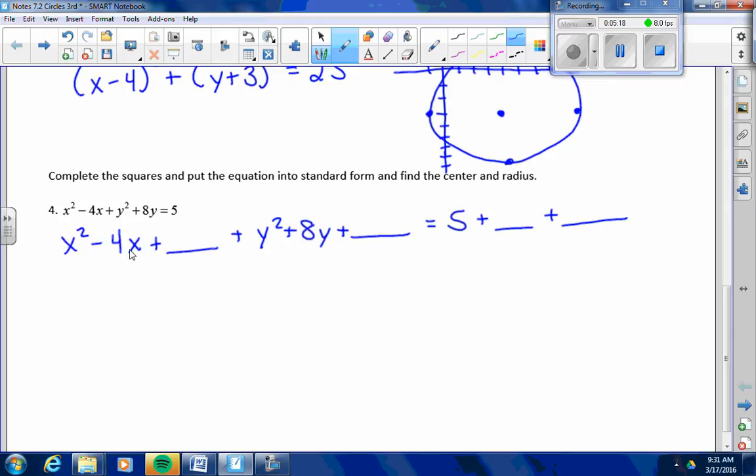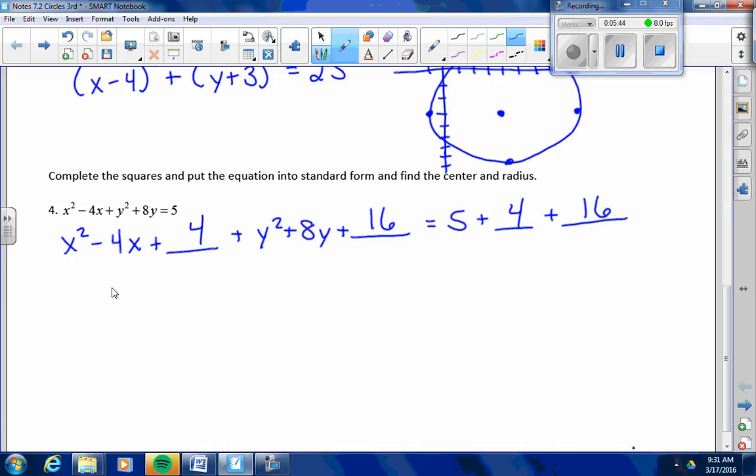Completing the square with the x's, x squared minus 4x. Half of 4, and then squared gives us 4. So if I plug 4 in this blank, I plug 4 in the other blank. Y squared plus 8y plus blank, half of 8 is 4, and then 4 squared, 16. So then we put 16 on the other side as well.